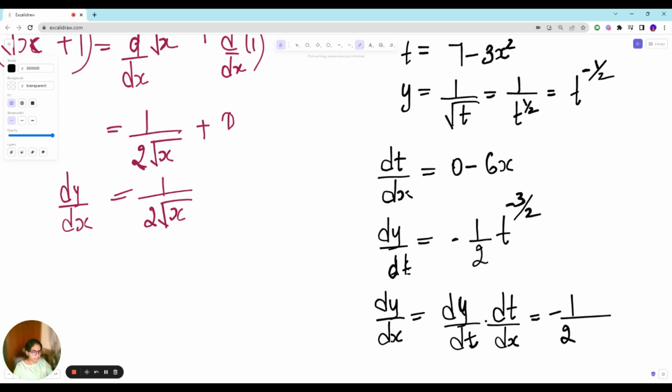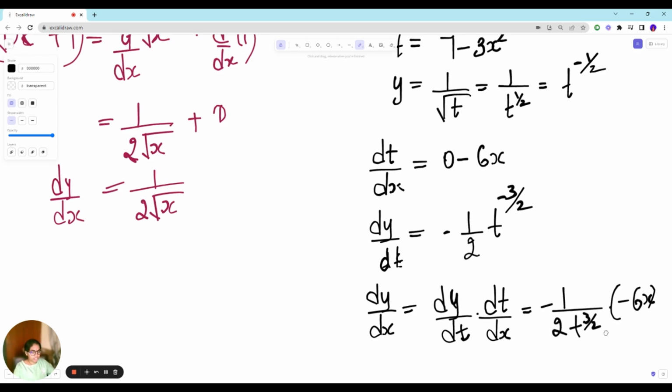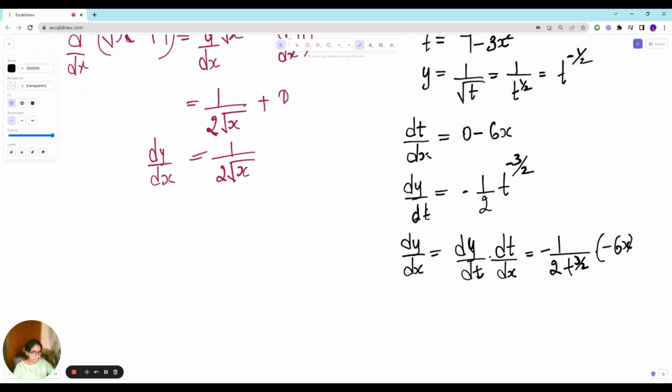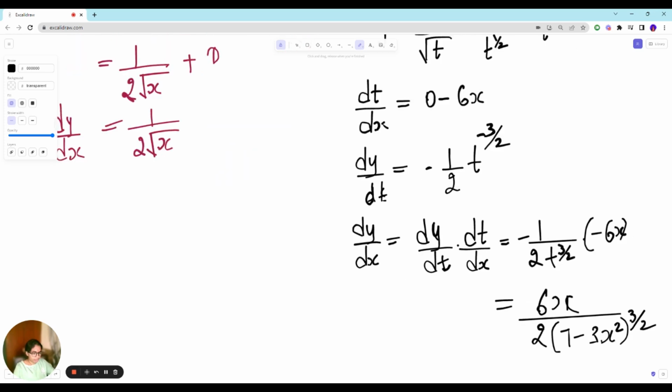I can bring this t to the power minus 3 by 2 to the denominator. It would become t to the power plus 3 by 2 into, what is dt by dx? That is minus 6x. Okay, what was our t? Let me substitute t value here. Minus into minus, plus 6x divided by 2 plus, okay, that is t, right? Let me substitute t value. That is 2 into (7 minus 3x square) whole to the power 3 by 2.